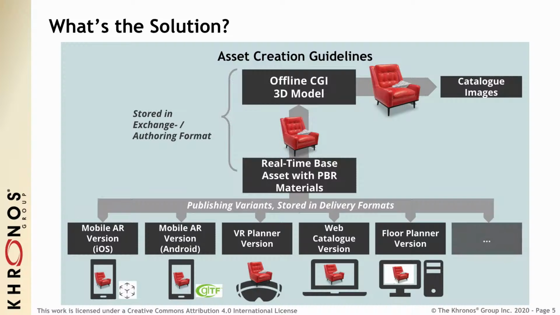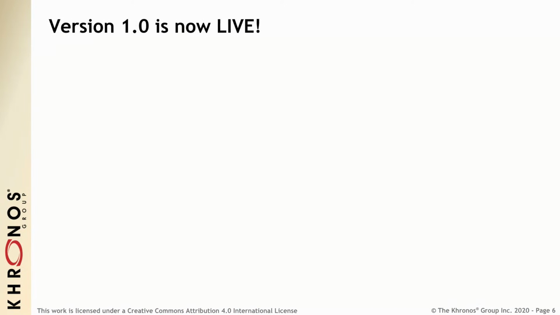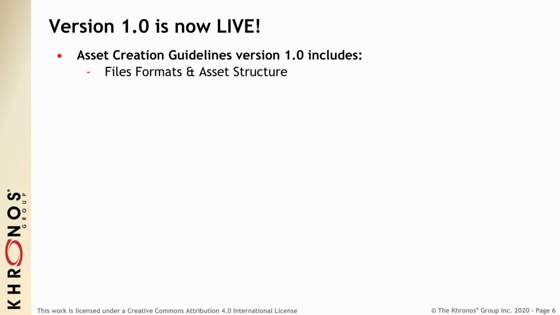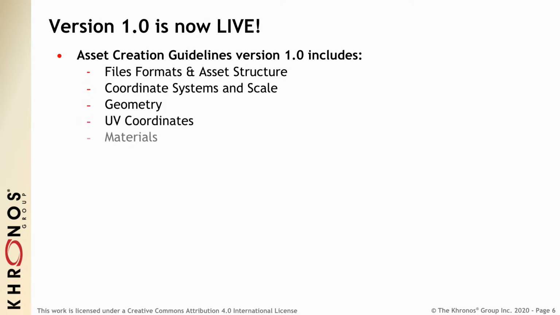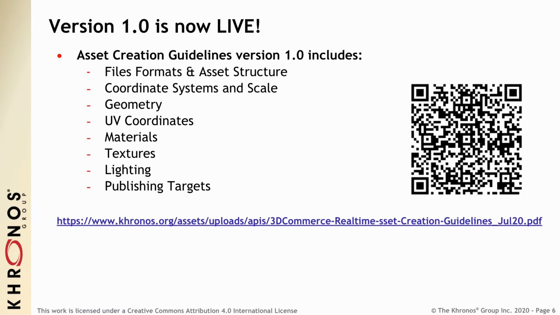We also wanted to make sure that it was an open set of guidelines to support future publishing targets as well. Well, we're happy to announce that version 1.0 is now live. The first version of the guidelines includes summaries on file formats and asset structures, coordinate systems and scale, geometry, UV coordinates, materials, textures, lighting, and publishing targets. Please use the QR code or the direct link to download these guidelines and review them.